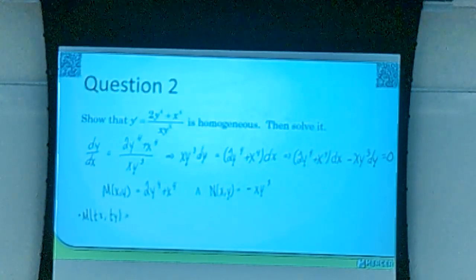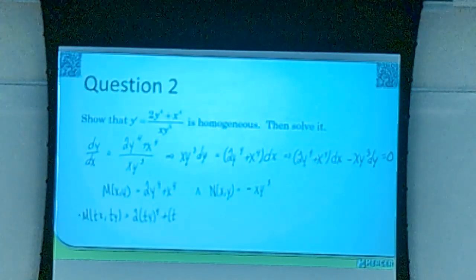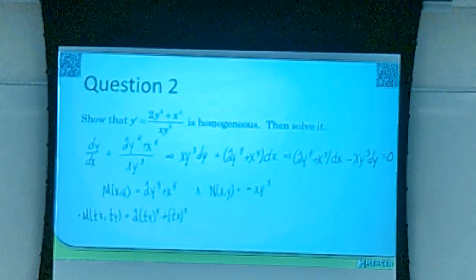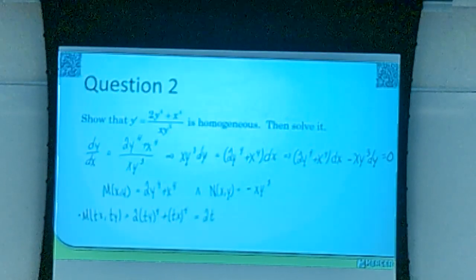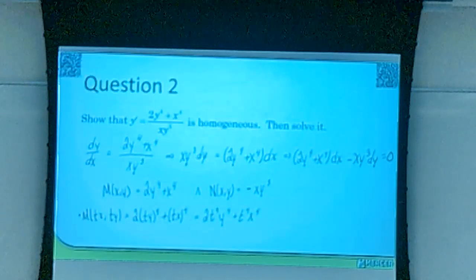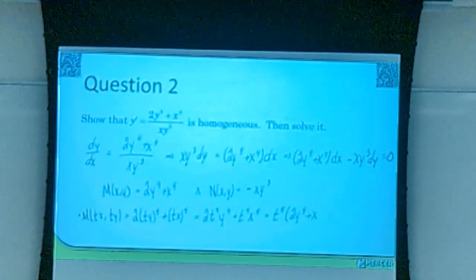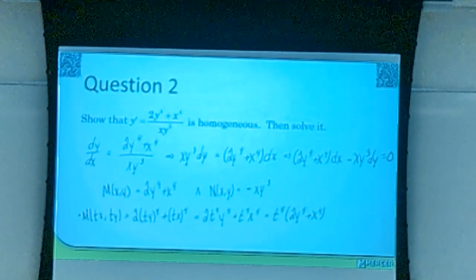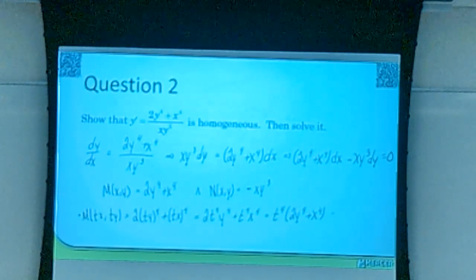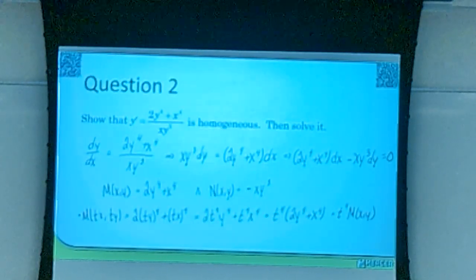Now we evaluate. That'll give us 2 times t y to the fourth plus t x to the fourth. Factor out the t to the fourth, and you're left with M. Homogeneous with degree 4.